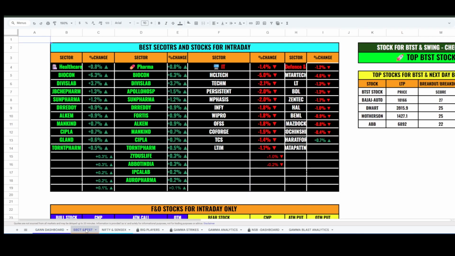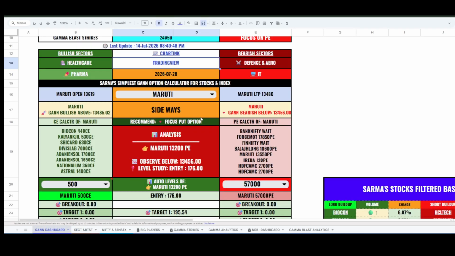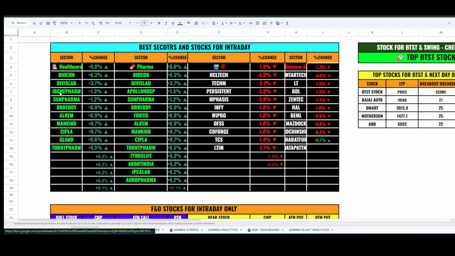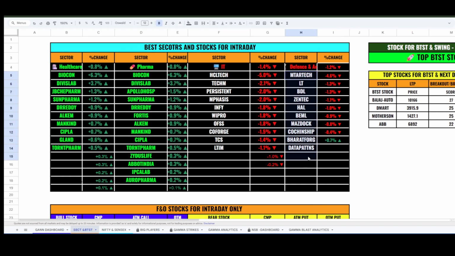I will also show you one more thing. We have sectors. I have given two bullish and two bearish sectors. One is the bullish sectors over here. When you click on bullish sectors, you can see the healthcare sector and the pharma sector here. And the loser sectors are HCL Tech, IT, and defense. You can see over here that defense is also a loser. So you can find this.